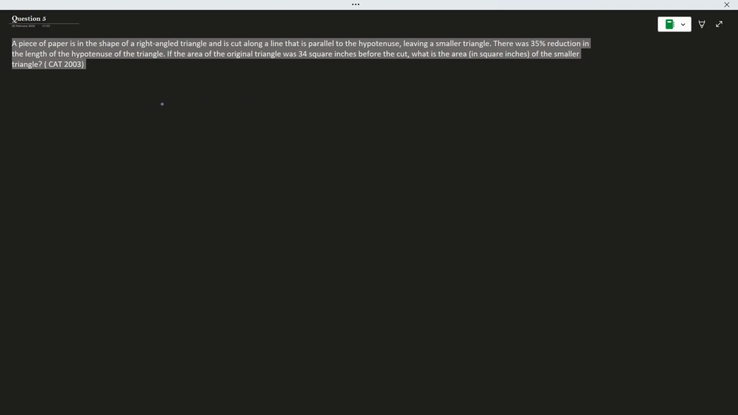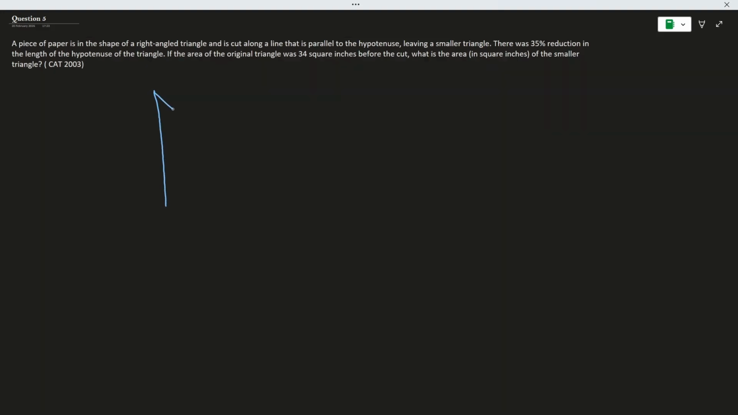So we have a piece of paper which is in the shape of a right angle triangle, and is cut along a line that is parallel to the hypotenuse. So first let me draw a right angle triangle. This is, suppose, the original right angle triangle.